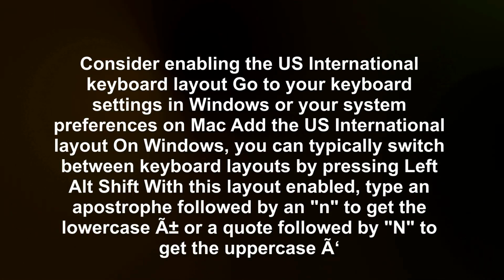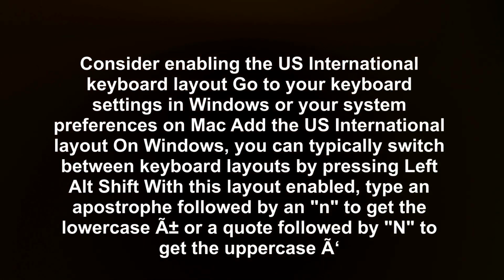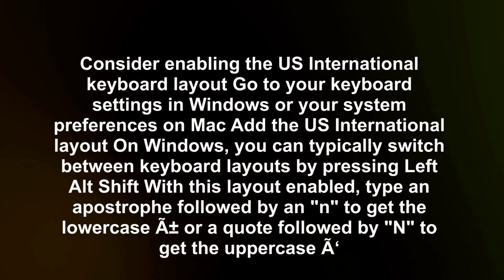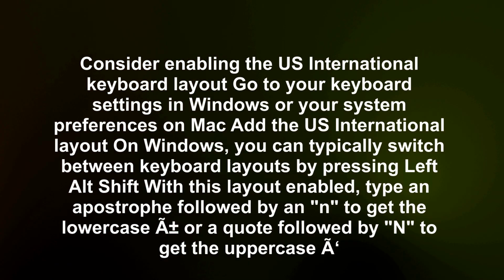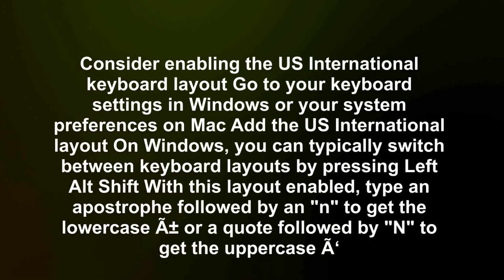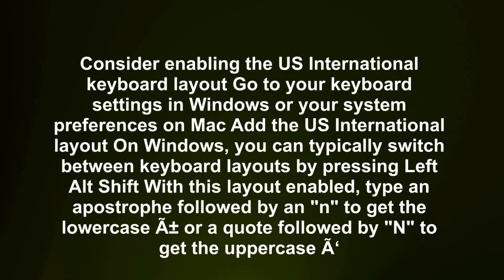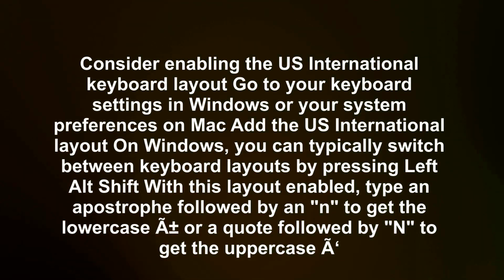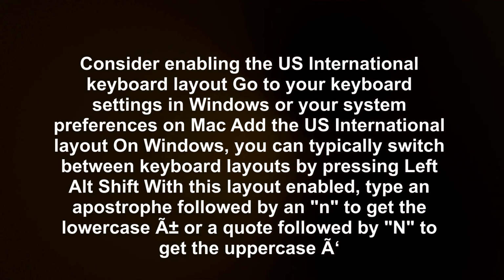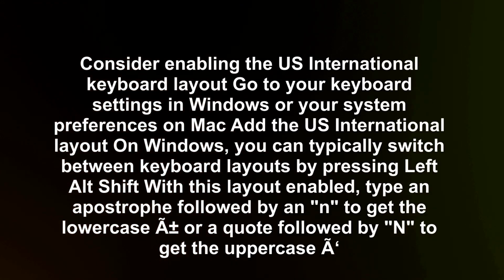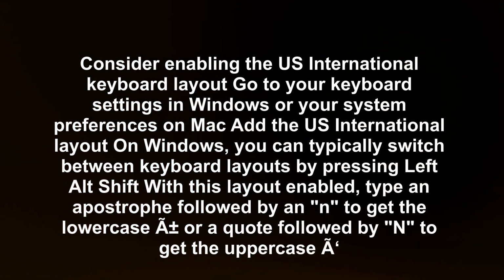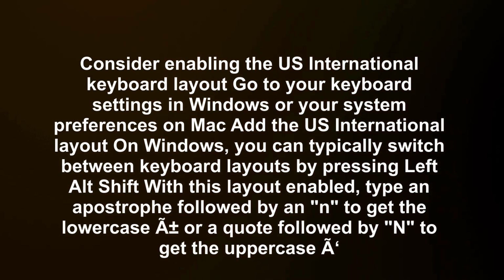Consider enabling the US International Keyboard Layout. Go to your keyboard settings in Windows or your system preferences on Mac. Add the US International Layout on Windows. You can typically switch between keyboard layouts by pressing Left Alt + Shift. With this layout enabled, type an apostrophe followed by an N to get the lowercase ñ, or a quote followed by an N to get the uppercase Ñ.